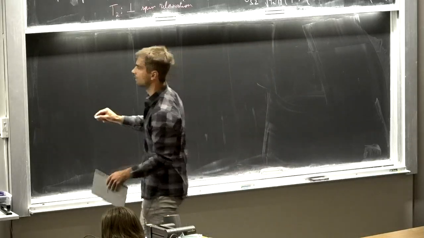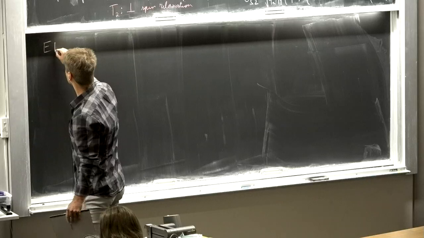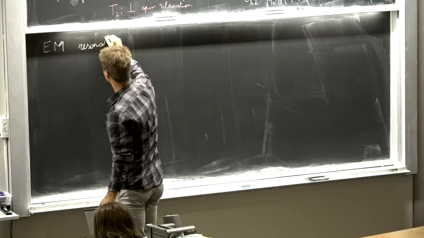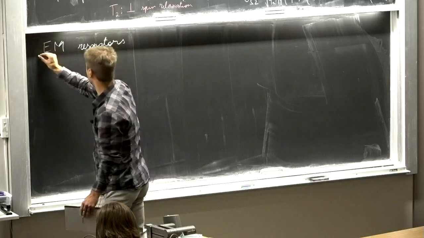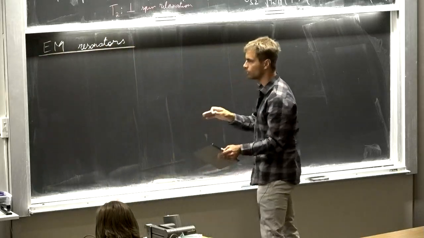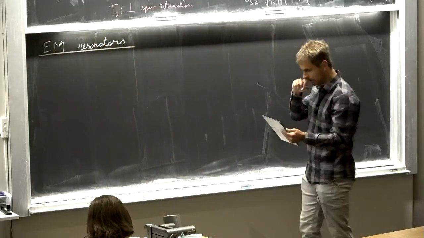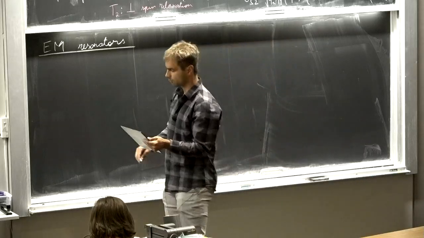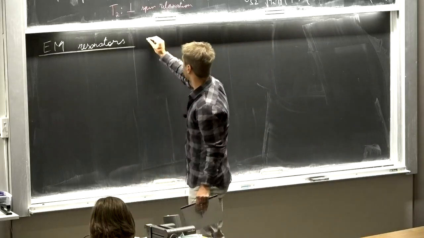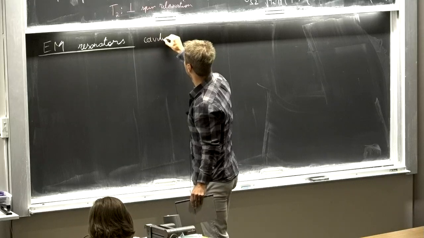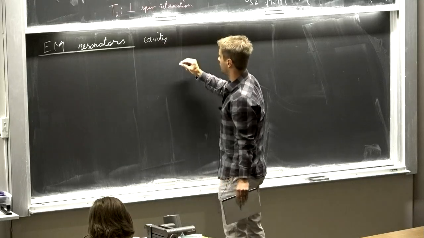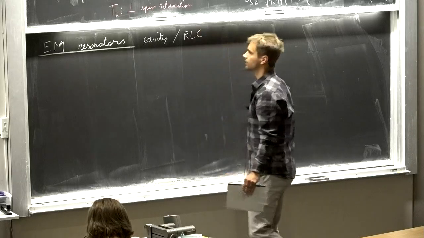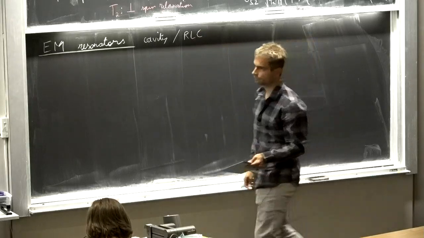And there it's actually quite common to do so. So in fact, the most successful way to look for the QCD axion so far, that has excluded some small mass range around a few micro-eV, are electromagnetic resonators. So these would be cavity experiments, cavities, or basically RLC resonators.